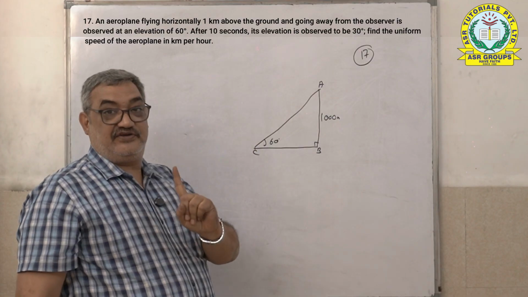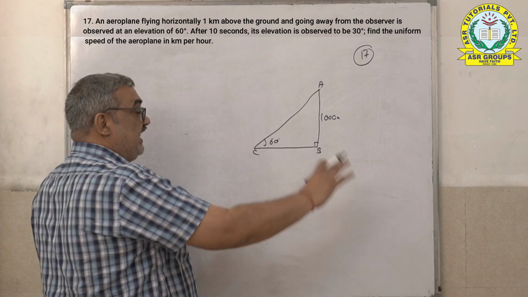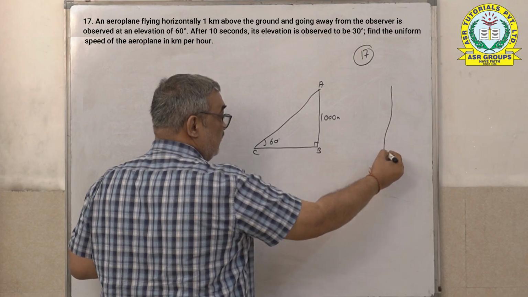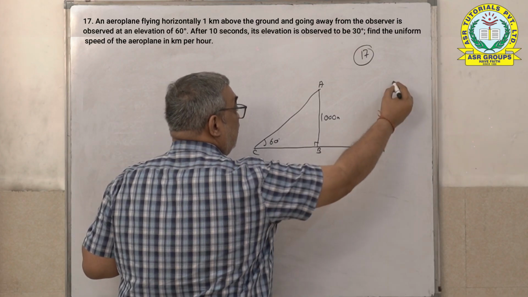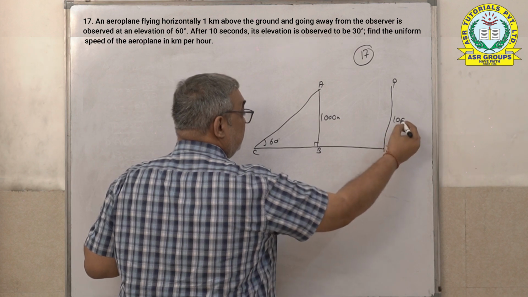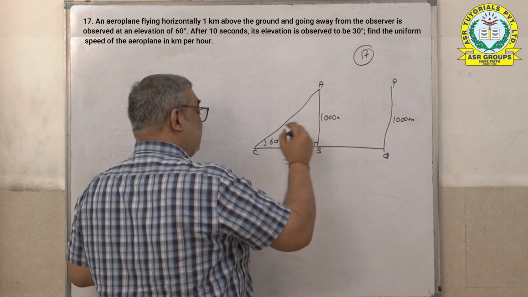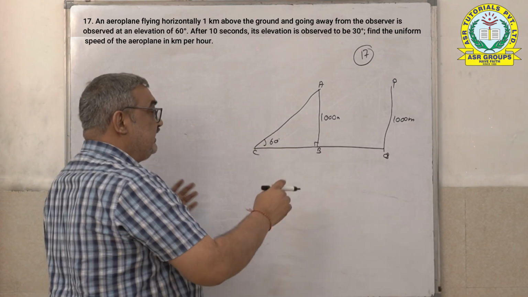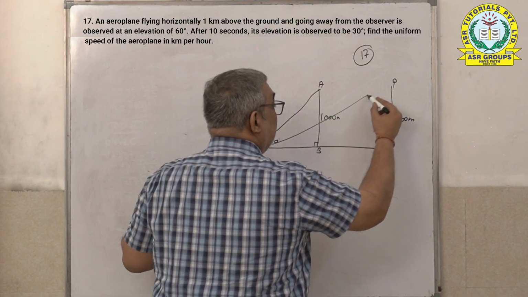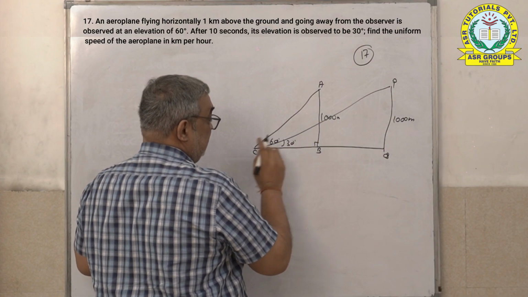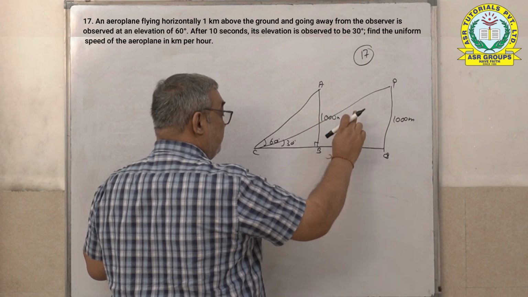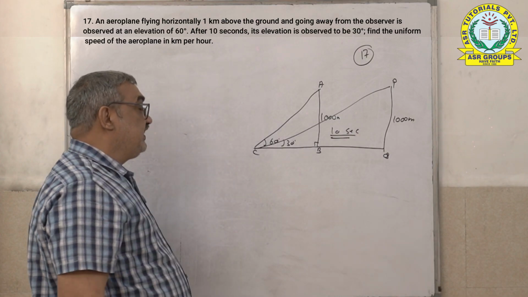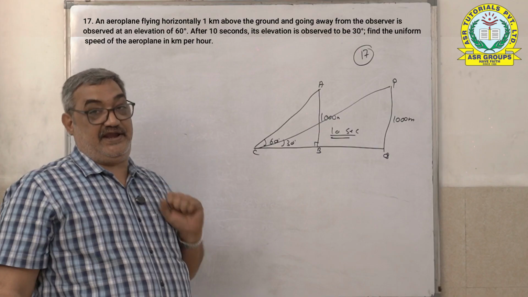Then at the same height, which does not change, at a uniform speed, the plane moves from here to here. Height remains same. But here the angle was 60. Now he has gone far away, so the angle reduces. This is 30. And from here to here, the plane took 10 seconds. Find what is the speed of the aeroplane.